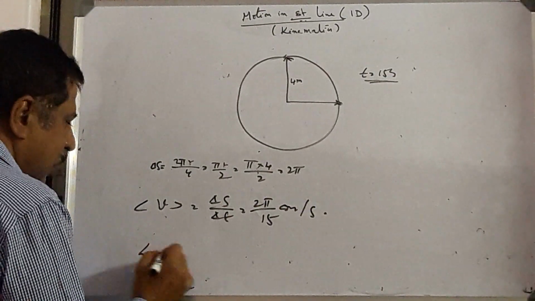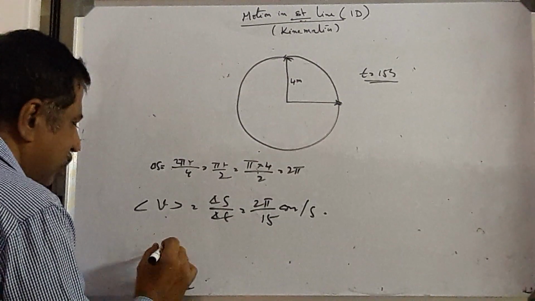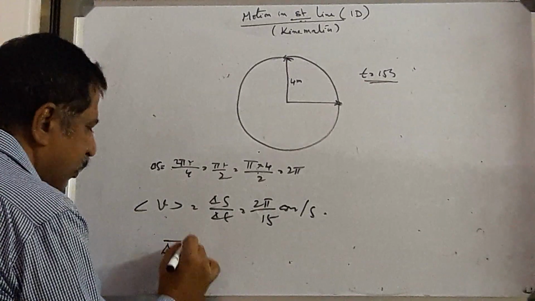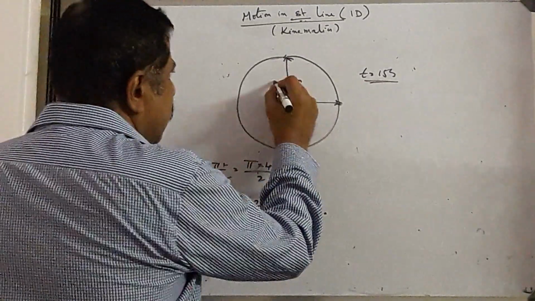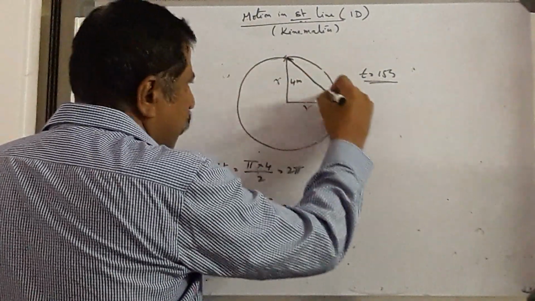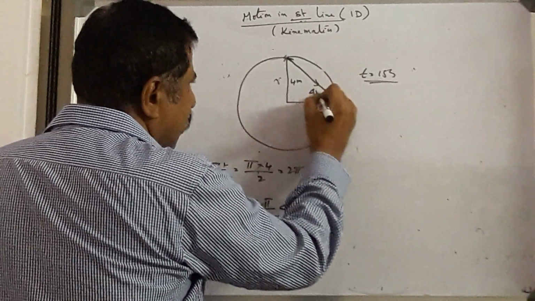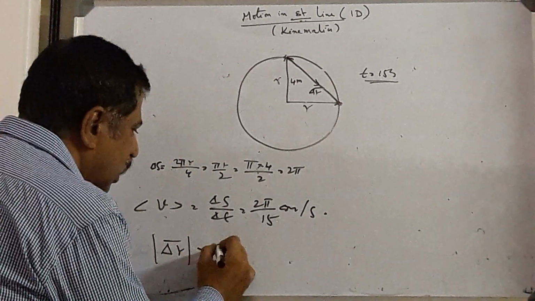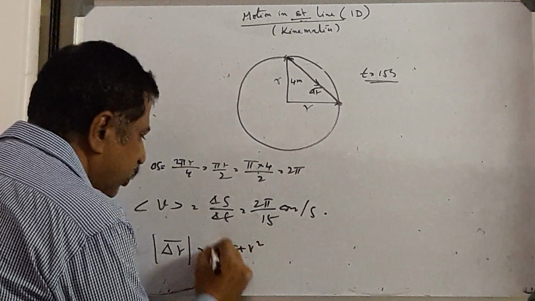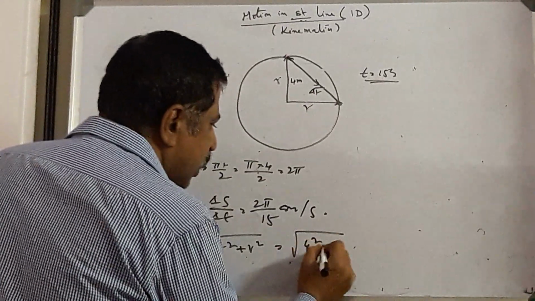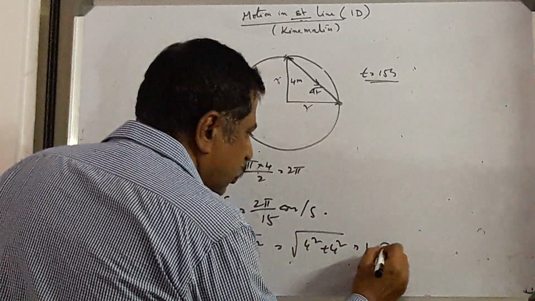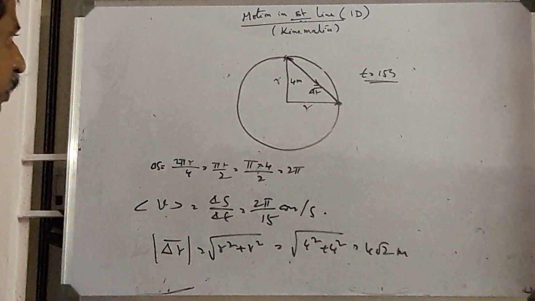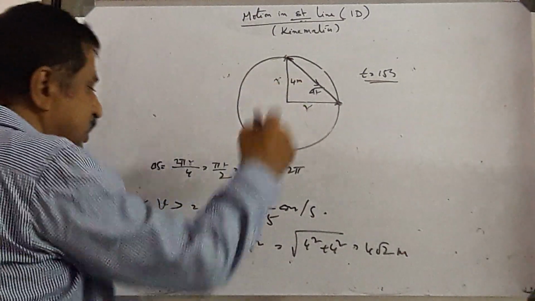Another way, average velocity or displacement traveled by the tip of the seconds hand: delta r bar modulus is the hypotenuse, this is the displacement, delta r bar. Here it becomes square root of r square plus r square, that means square root of 4 square plus 4 square, 4 root 2 meters. This is the displacement traveled by the tip of the seconds hand.